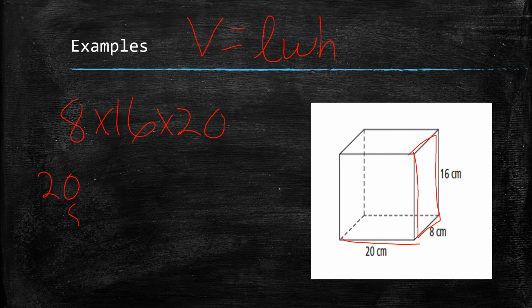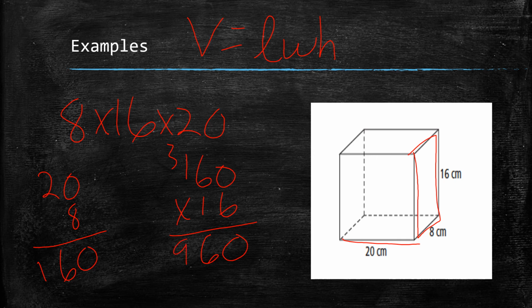20 times 8 is going to be 160. So if I did 160 times 16, six times 0 is 0. You have 6 times 6 is 36. 6 times 1 is 6 plus 3 is 9. Next place value, make sure you put that 0 there. And then 1 times 0 is 0. 1 times 6 is 6. 1 times 1 is 1.